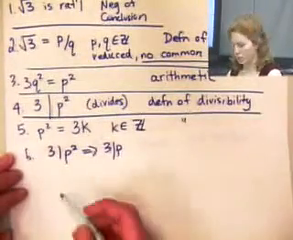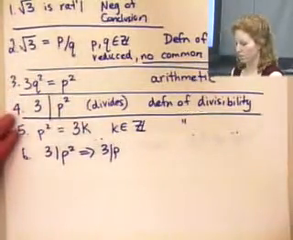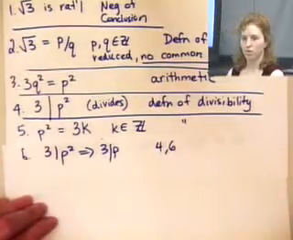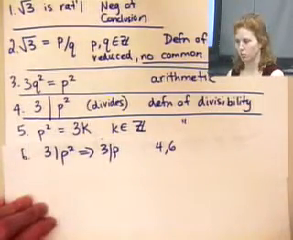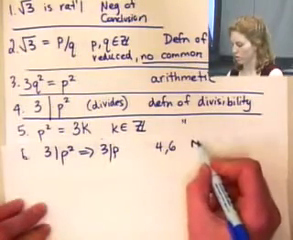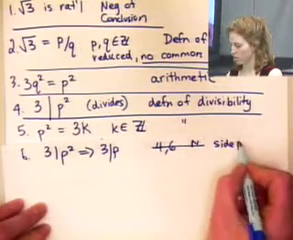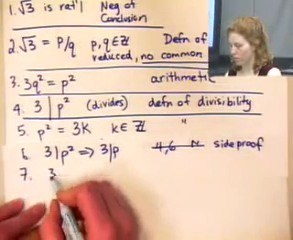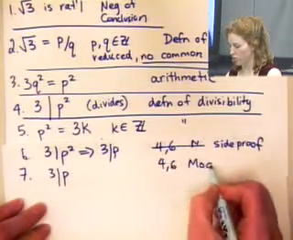So let me move on here. If I use 4 and 6 together, what rule will give me 3 divides p? Modus ponens. If I have an implication and I know the left-hand side is true, then the right-hand side must be true. This is my side proof, right? So in this case, I would write 3 divides p, and that would be from 4 and 6 and modus ponens.